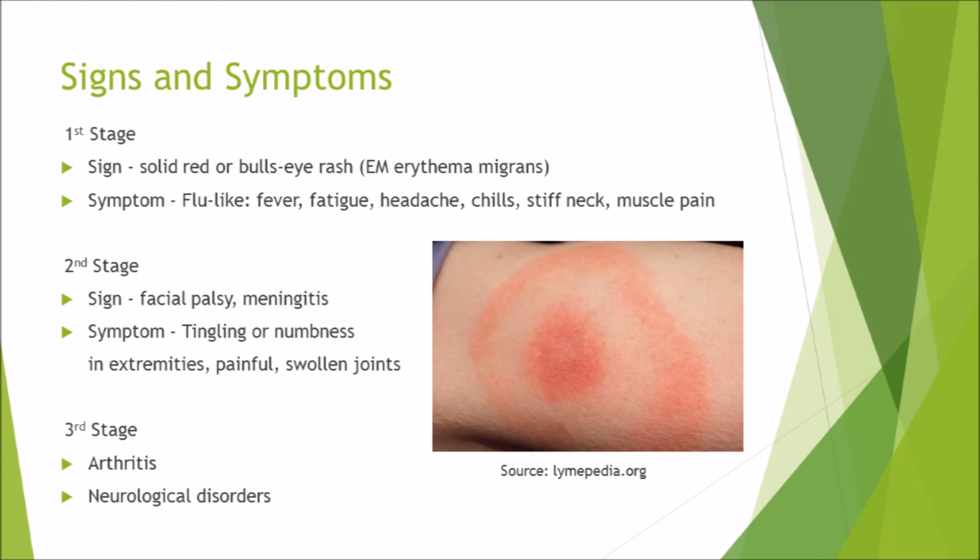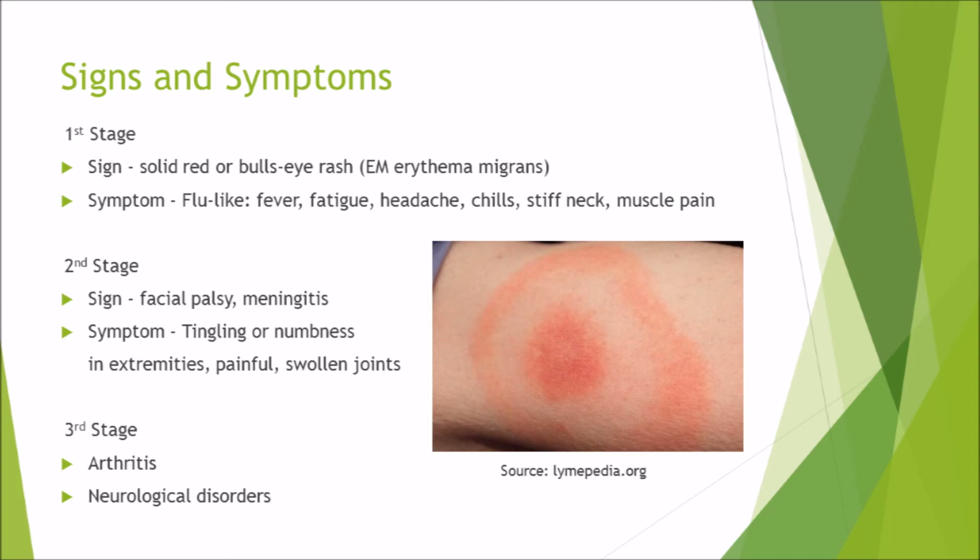If left untreated, you enter into the second stage of signs and symptoms, and one of the signs can be facial palsy, which is a loss of muscle tone in the face. And it's commonly evident when one side of your face will sag. You'll smile, but only half of your face is smiling. And you can have it on both sides of the face, but it's definitely more obvious on one side.